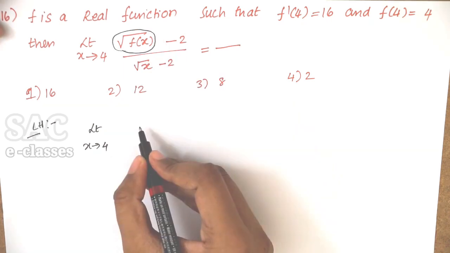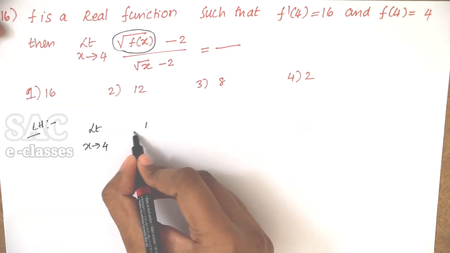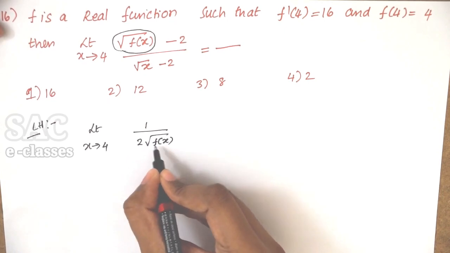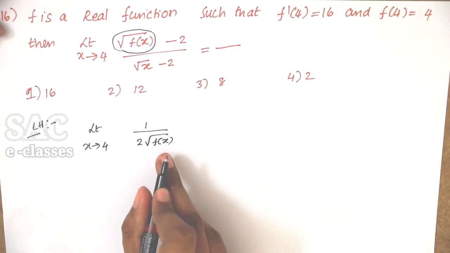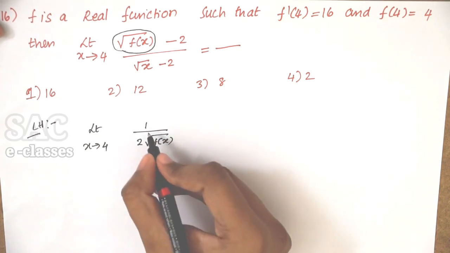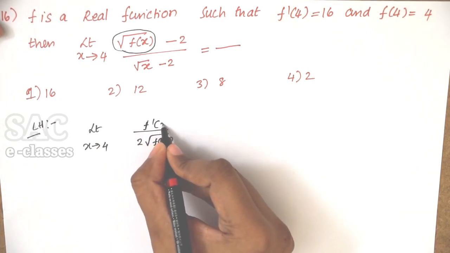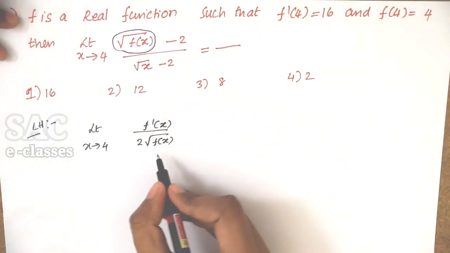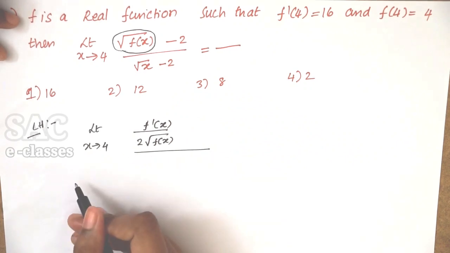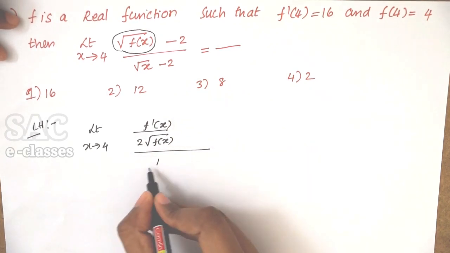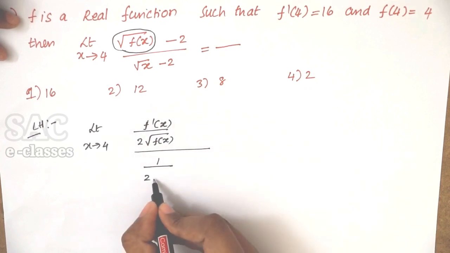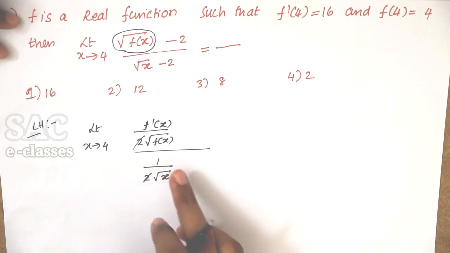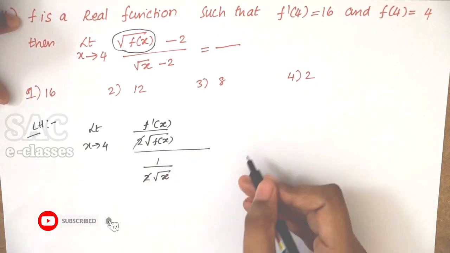What is the differentiation of root over f of x? 1 by 2 into root of f of x. Do you know what this function is, whether x square or cos x? We don't know. So go for its inner derivative, that is f dash of x. Minus 2, so ignore the 2 because the differentiation of 2 is 0. 1 by root x differentiation is 1 by 2 root x. No further differentiation. If there is differentiation there also, it is 1 only.